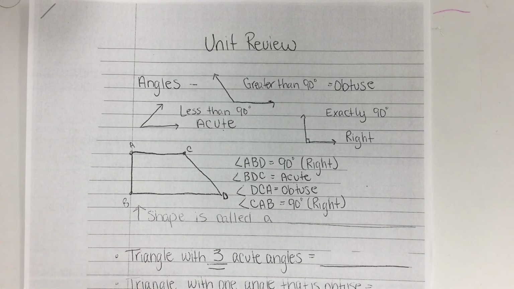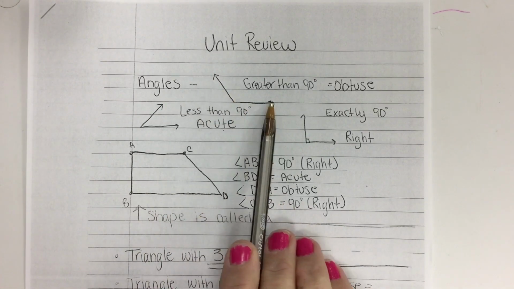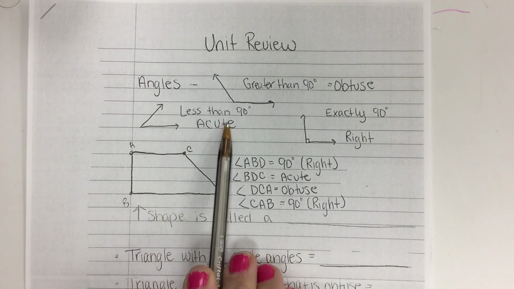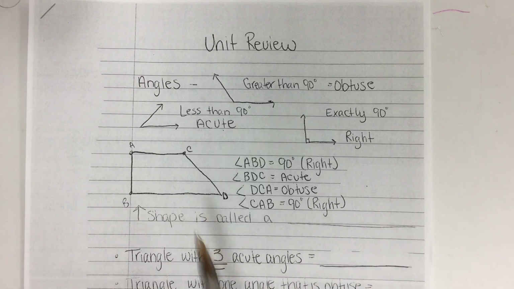Okay, so here you're going to check your answers for your unit review. Of course, angles: if it's greater than 90 degrees, it's obtuse. Less than 90, so if it's a small looking angle, it's acute. And if it's exactly 90, it's a right. Okay, that was all given to you.